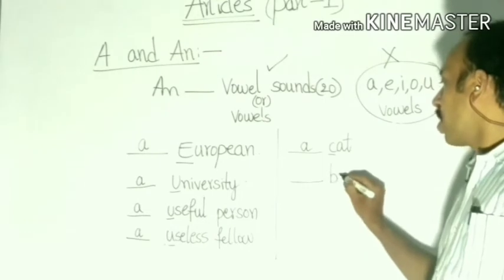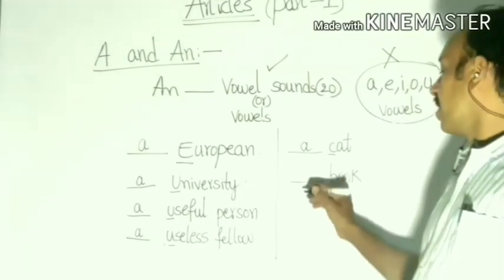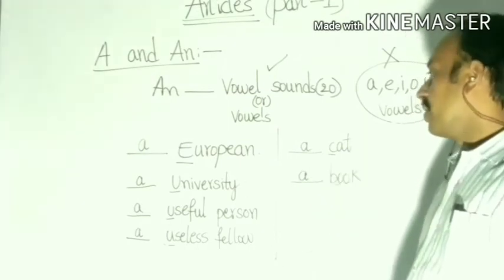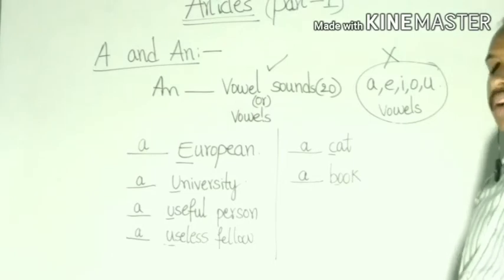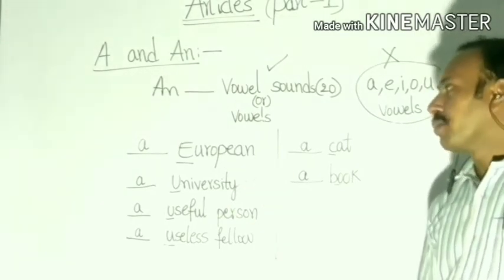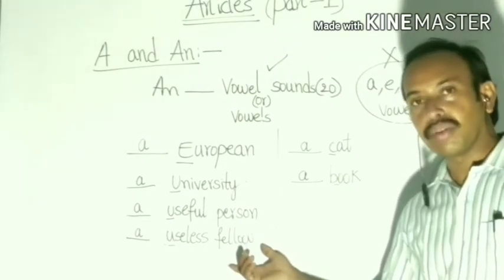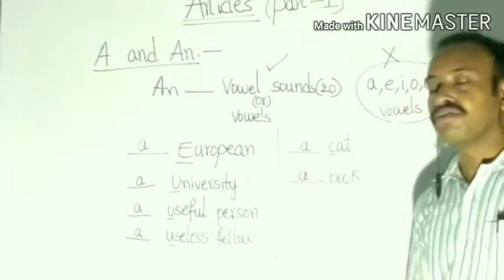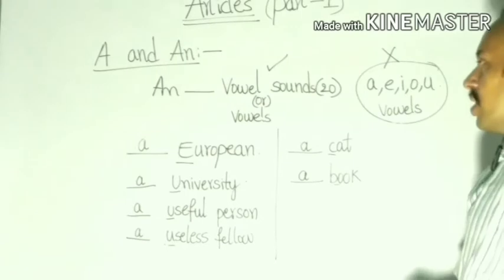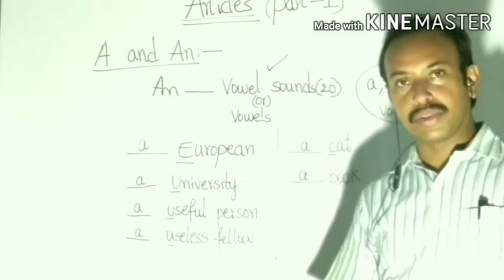Next one. Book. The first sound is ba. It's not a vowel, so a. So like this, a one-eyed man, a 100 rupee note, a 1000 rupee note, a European, a university, a useful person, a useless fellow. So before these words, you should use a instead of an. Okay? So this is about a and an as examples.